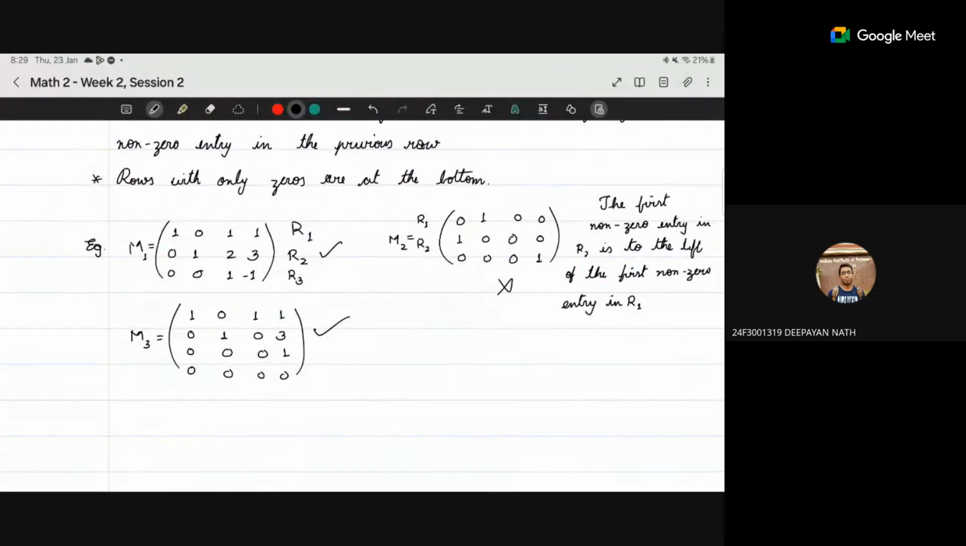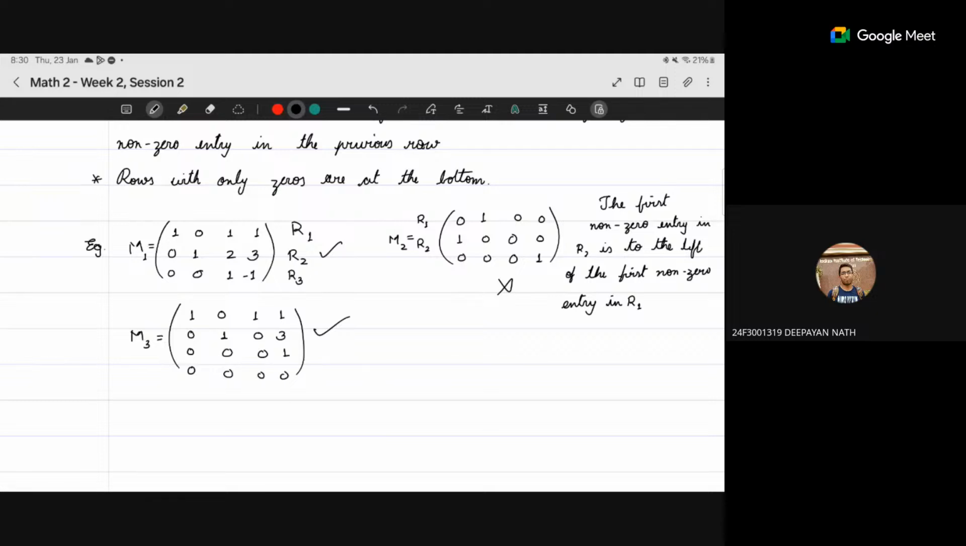Sir, for getting row echelon form, can we do column switching? I have not even discussed whether you can do row switching, right? Right now I'm just saying what is echelon form. I have not told you how to get there. We'll discuss that.